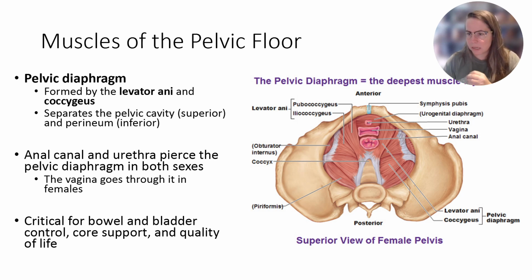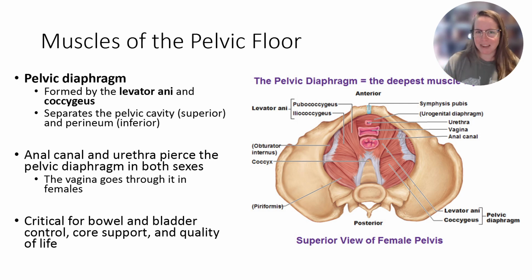As you can see from this diagram, which is for a female, we have a lot of structures that pierce the pelvic diaphragm: the anal canal, the urethra, and in the case of females, the vagina. What does that mean? That means these muscles are really important for the function of each of those areas. You have your sphincter muscles, your external anal sphincter and your external urethral sphincter, located within the pelvic diaphragm. And in females, the vagina pierces it and runs through.